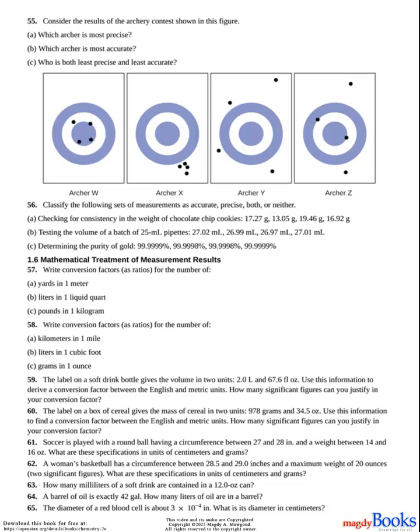63. How many milliliters of a soft drink are contained in a 12.0 ounce can? 64. A barrel of oil is exactly 42 gallon. How many liters of oil are in a barrel? 65. The diameter of a red blood cell is about 3 × 10^-4 inches. What is its diameter in centimeters?